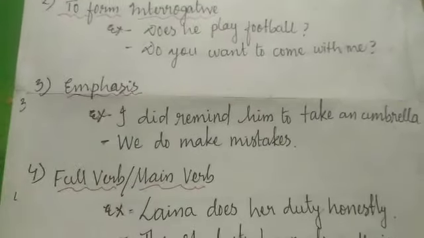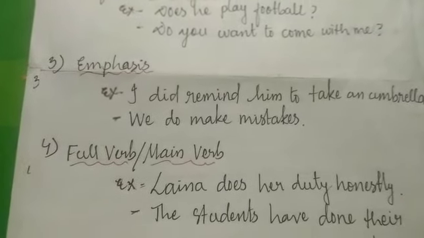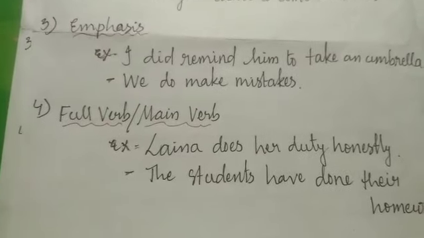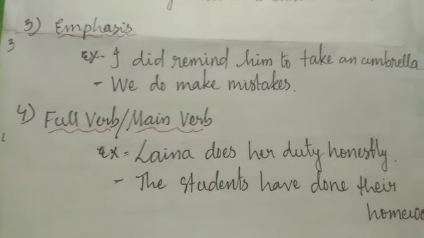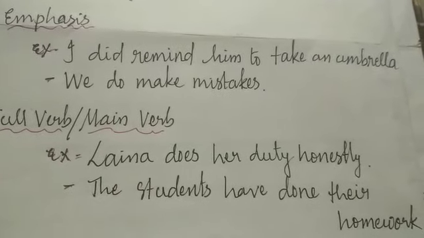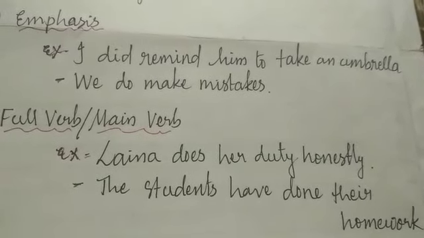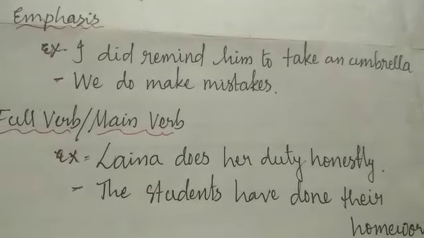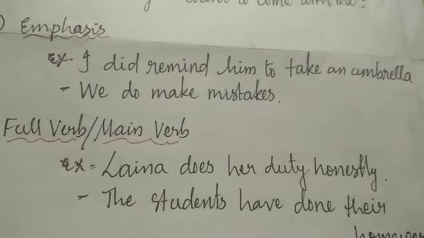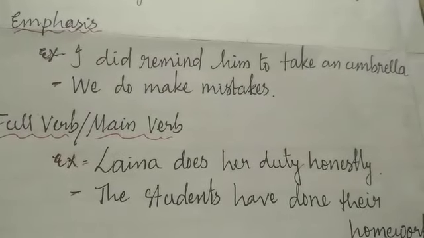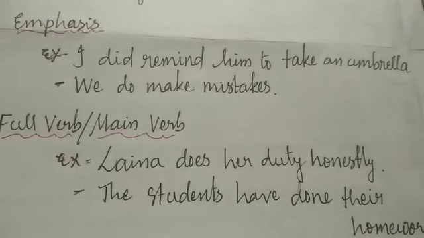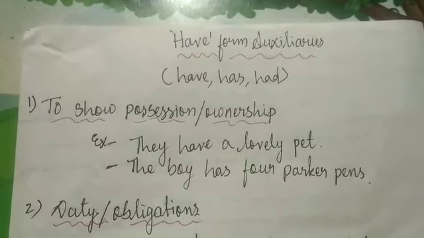Now let us look at the fourth function of the do form. That is, it is used as a full verb or a main verb. Example: Lena does her duty honestly. The students have done their homework. Here you see, other than does, we don't have any other main verb. Similarly, the students have done their work. Here done is used like a main verb or a full verb in the sentence.